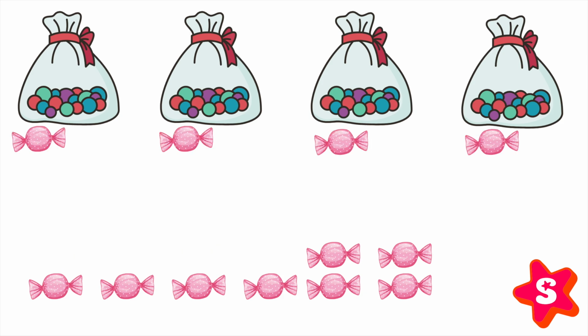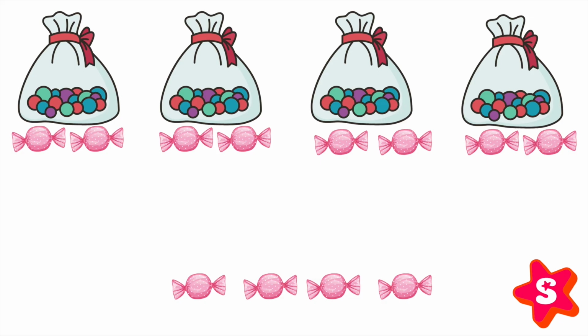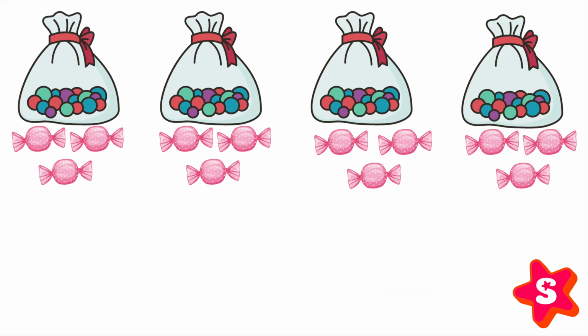Okay, here we go. Here is 1 lolly for each lolly bag. We've used 4. 2 lollies for each lolly bag. We've used 8. 3 lollies for each lolly bag, and we've used 12. So how many lollies are in each bag? Yes, each lolly bag has 3 lollies. 3 and 3 and 3 and 3 is 12, or 12 has 3 and 3 and 3 and 3.